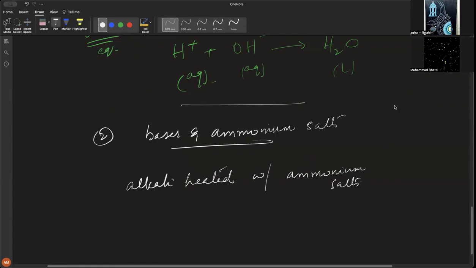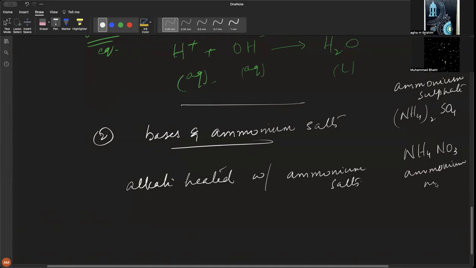So any ammonium salt, let's say ammonium sulfate, ammonium nitrate, ammonium carbonate, ammonium chloride, all of these are different salts. All the chlorides, phosphates, nitrates, they're salts.